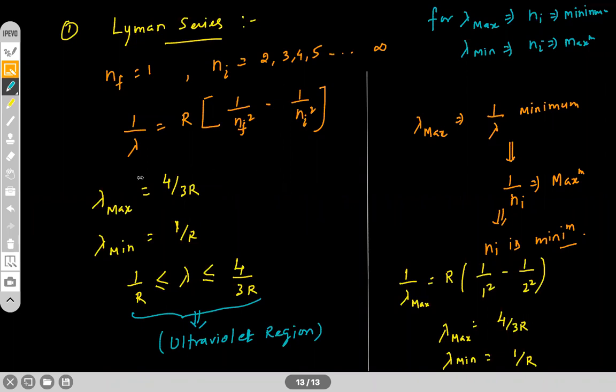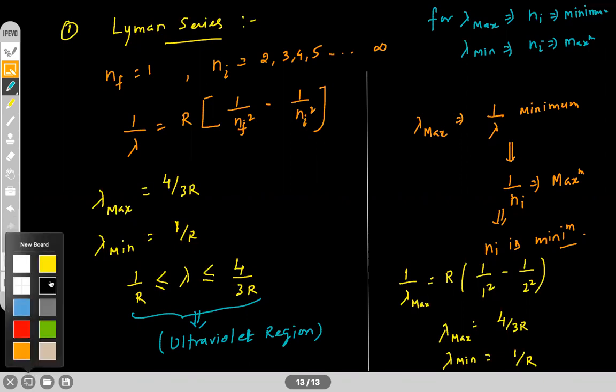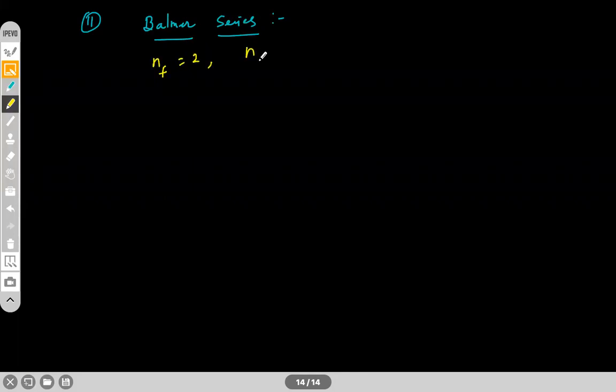Correct. Similarly, you can find out for Balmer series. Could you tell me what is the lambda max and lambda minimum for Balmer series? Balmer series, NF is 2, that is fixed, and NI could be anything from 3, 4, 5 till infinity. What is the lambda max here and lambda minimum here? Again, maximum wavelength you need to find out, NI value should be minimum. Minimum wavelength, NI value should be maximum.